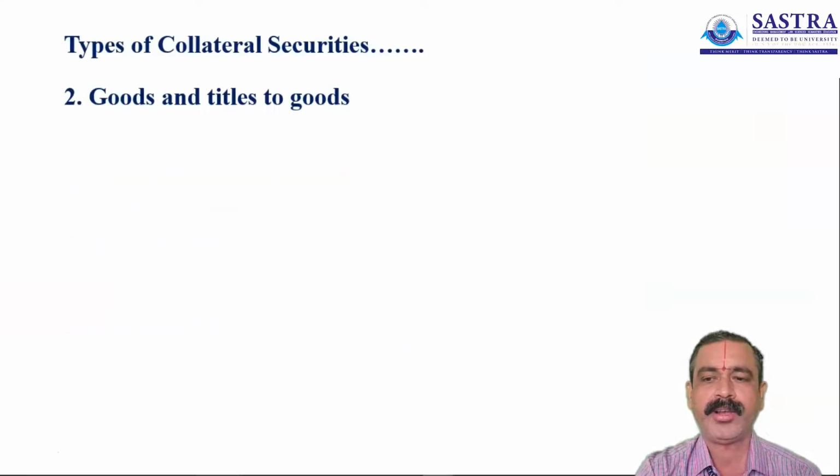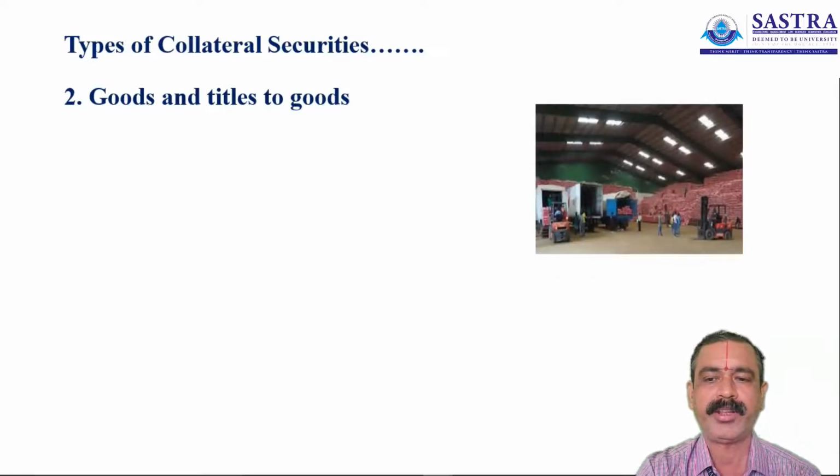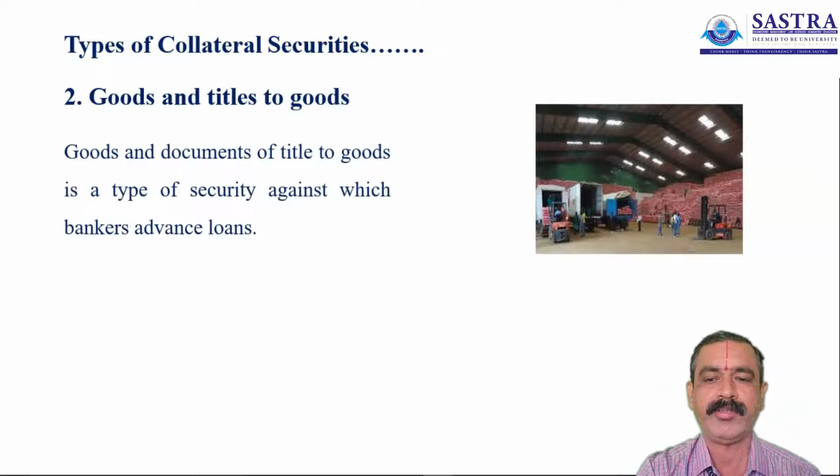Goods and titles to goods. Goods and documents of title to goods is another popular type of security against which the bankers advance loans. Titles to goods against which loans are granted include warehouse certificates, railway receipts, loading bills, dock warrants, etc. Goods are hypothecated to the banker, although goods physically remain under the custody of the borrower. Further, it is also possible for the borrower to make a sale of those goods.